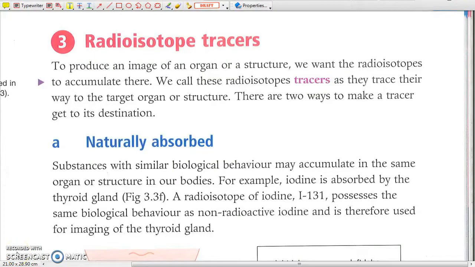3. Radioisotope tracers. Some chemicals, including their radioisotopes, are absorbed by specific organs. When selected radionuclides are introduced into the patient's body, the doctor may start to trace their movement inside the patient's body. The radionuclides serve as tracers.